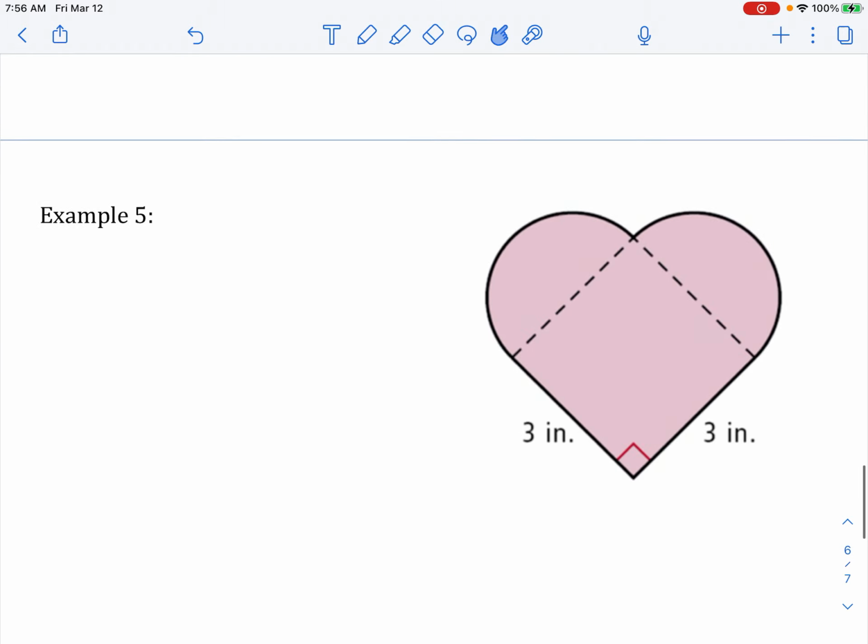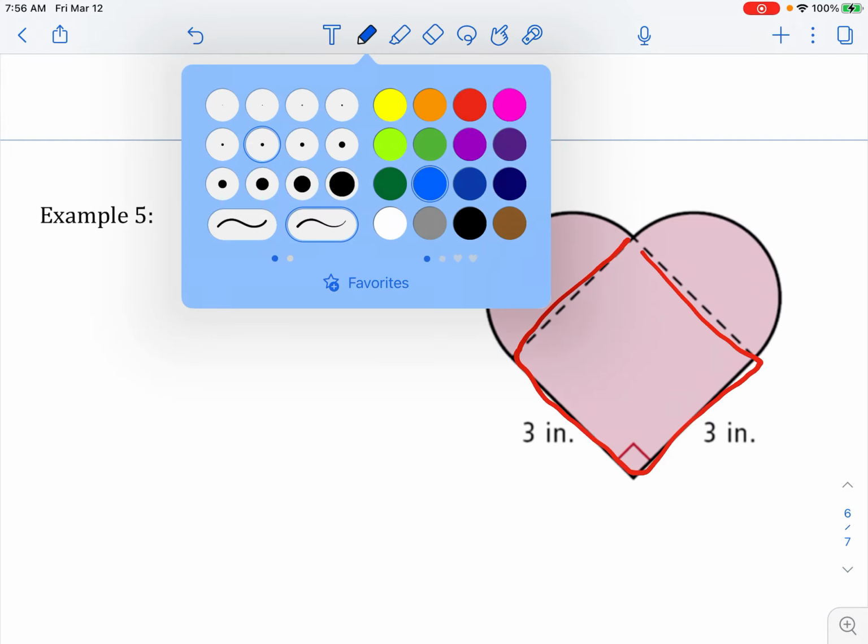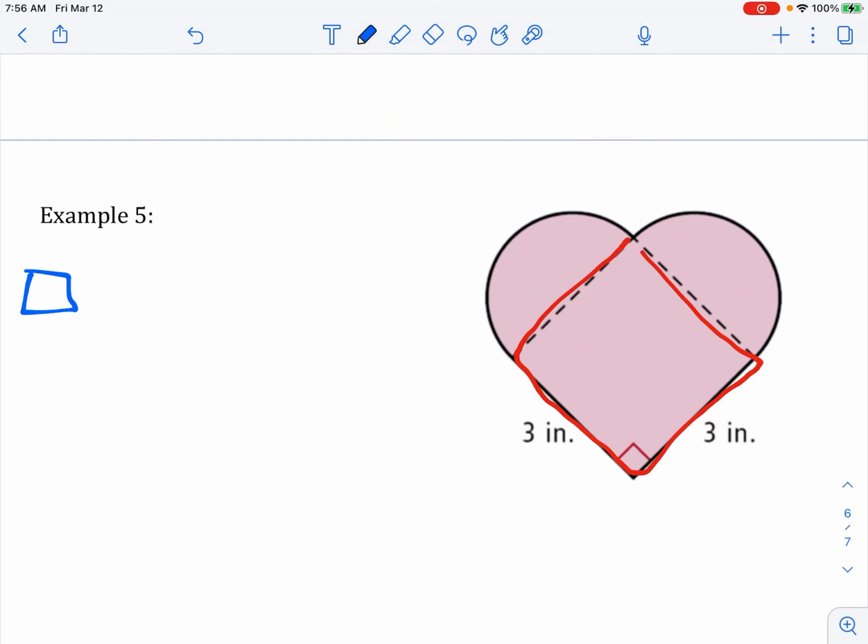All right, here we go. Example 5. Now, this is all shaded, so this is shapes added together. If you look at this picture, we've got a square here, and then I have 2 half circles. Technically I can take 2 half circles and put them together and it would make one whole circle. So this picture technically has a square and a circle and it's all shaded, so I'm going to be adding these together. Notice the 3 is on all the sides, so to find the area of the square, it's going to be 3 squared, which tells us 9.